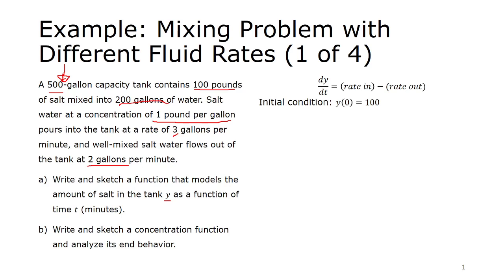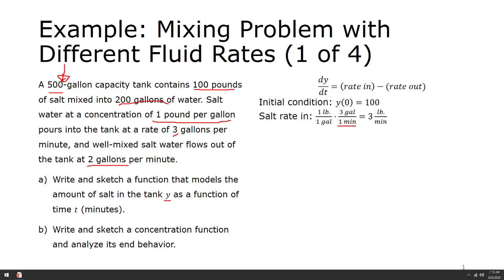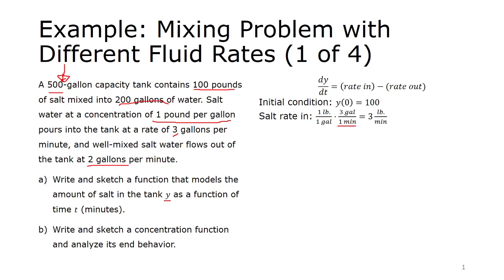So as far as the rate in, that's pretty easy. It's a constant amount because we know the concentration in is a constant 1 pound per gallon. And we know that 3 gallons per minute is the fluid rate coming in. And so multiplying those fractions together, we've got 3 pounds per minute.